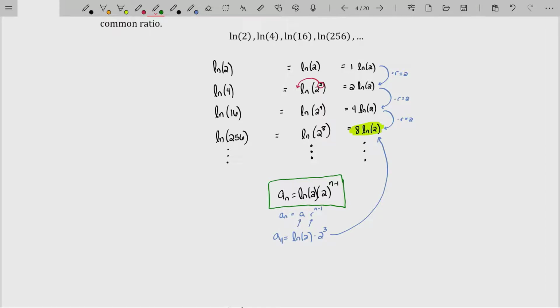All right, so being able to spot those patterns and name the actual sequence is very important. So practice those.